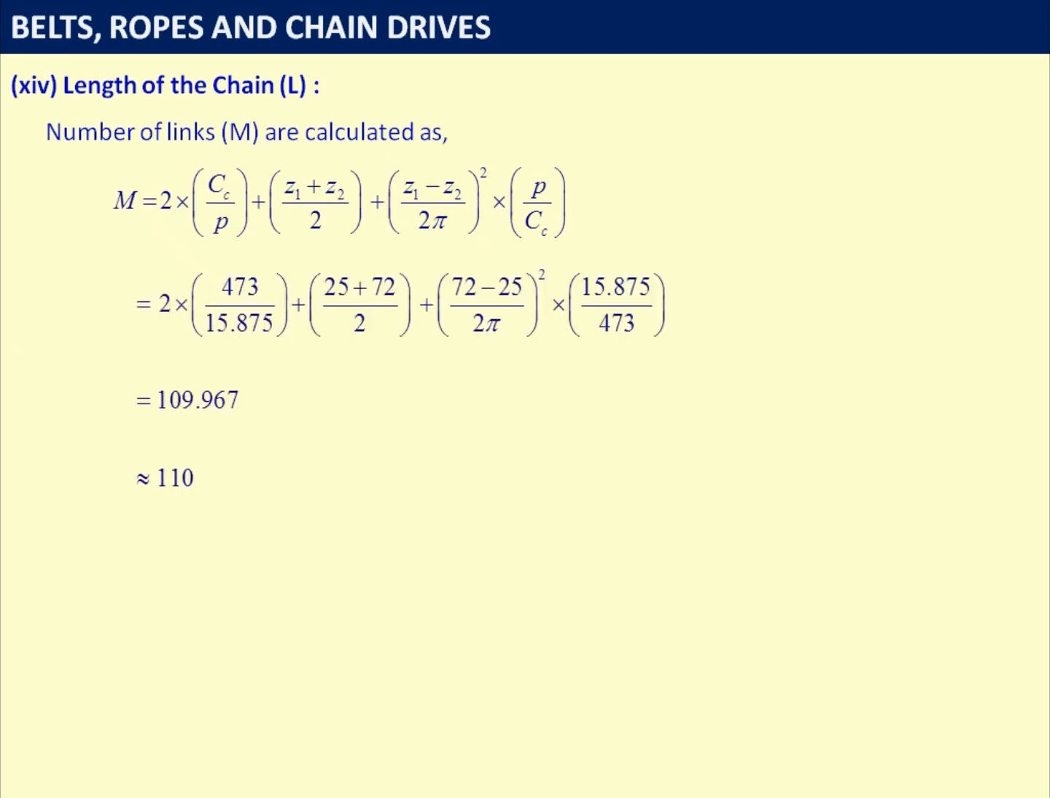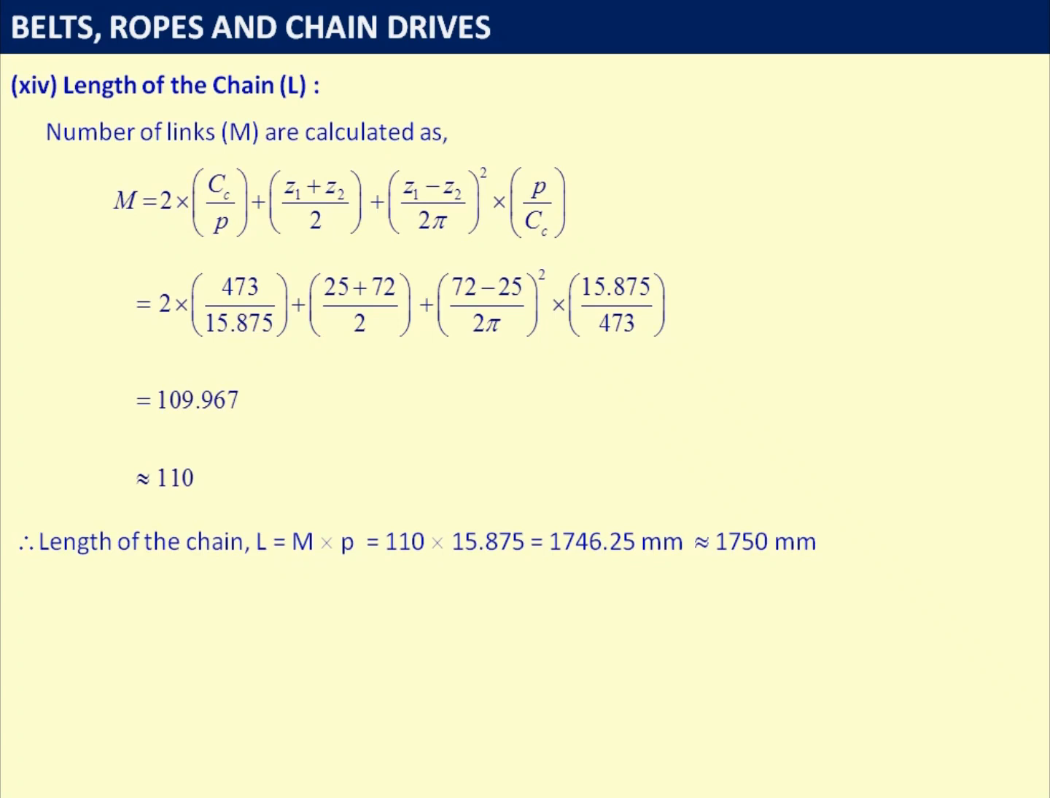So substituting the values, we get number of links as 109.967. So rounding it off, we get the number of links equal to 110. So therefore length of the chain L equal to number of links capital M multiplied by pitch of the chain, that is equal to 110 multiplied by 15.875, which is nothing but the pitch of the chain.